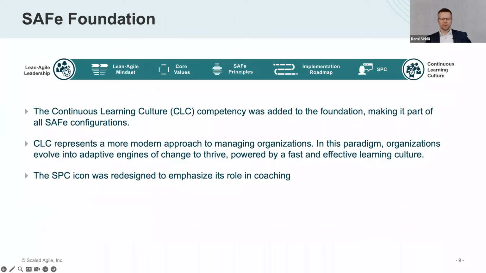So the first improvement is this continuous learning culture. The continuous learning culture is one of those 7 core competencies. And now we just again would like to highlight its role as an essential part of the transformation itself. It doesn't matter which configuration of SAFe you are applying, whether it's full, portfolio level, solution level, or just the essential. Nonetheless, you always need to establish this continuous learning culture.